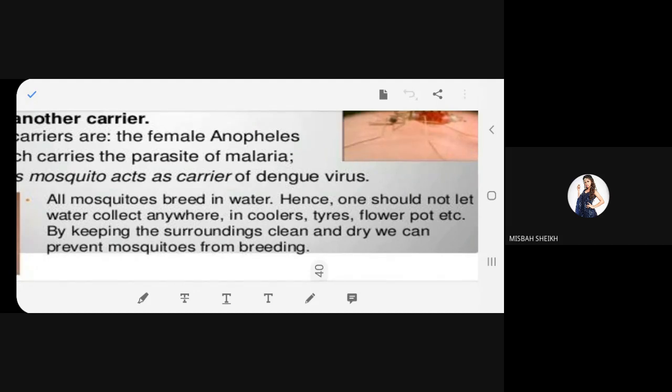So what you should do is not allow the water to collect in your surroundings, for example, in coolers, in tires, in flower pots, etc. And if you keep the surroundings clean and dry, obviously mosquitoes will not have any place to breed. Is it clear?